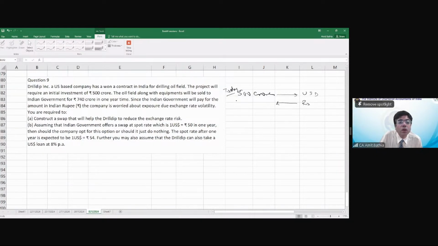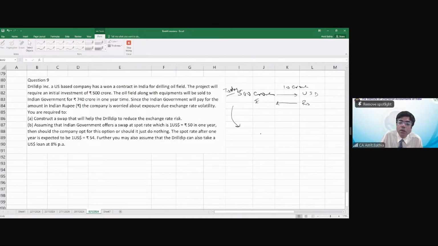So since this is 500 crores and the rate is currently given to you as 50 rupees, so this is essentially going to be how much? 10 crores in USD, right? So this is 10 crore USD which you are giving, and you are going to receive 500 crores in rupee terms. This is the swap which is happening today. Now here, what is the exposure? After a year, I will essentially have to reverse this entire value, right? So I have to take the 10 crore USD back and give the 500 crore rupees back.